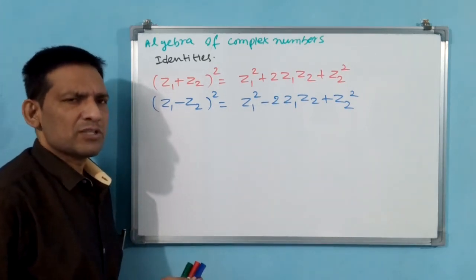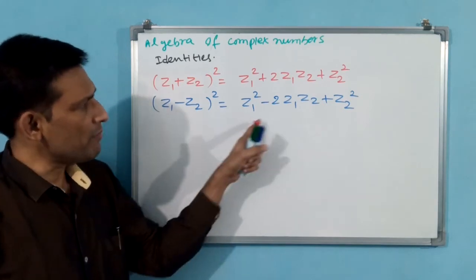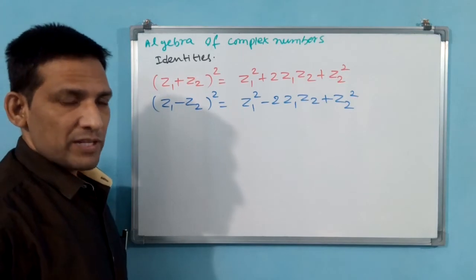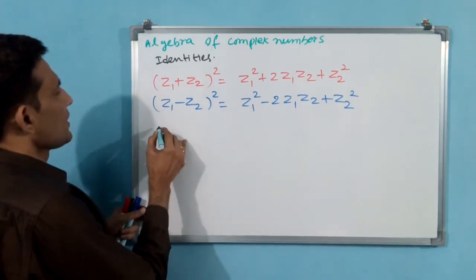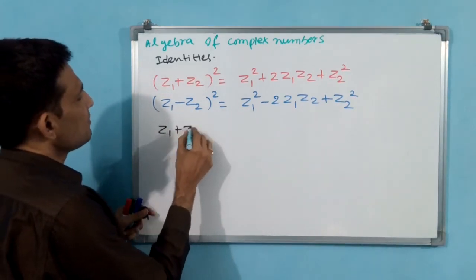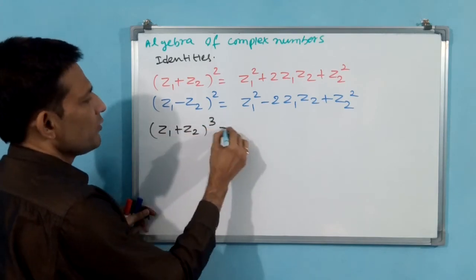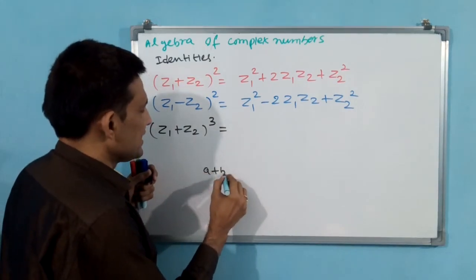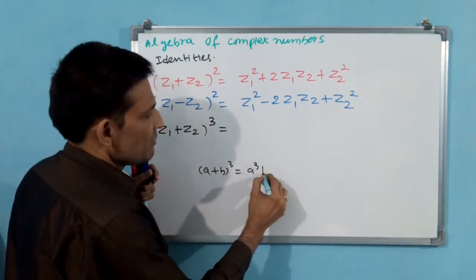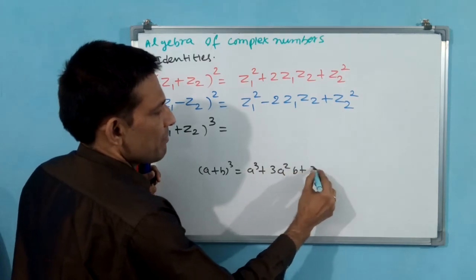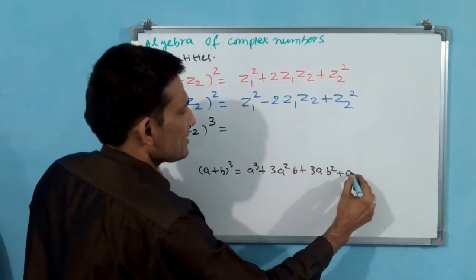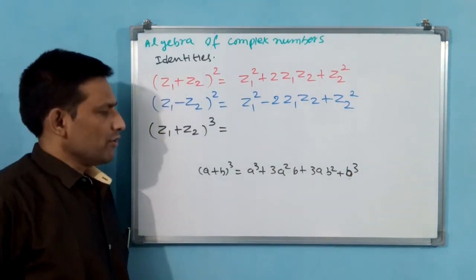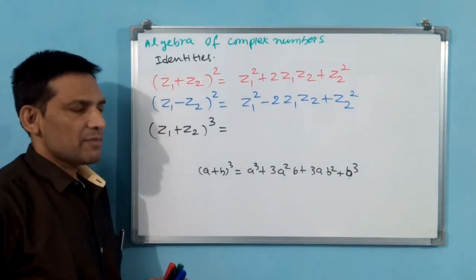A minus B whole square is equal to A square minus 2AB plus B square. Now let us go for Z1 plus Z2 whole cube. Let us first understand A plus B whole cube: A cube plus 3A square B plus 3AB square plus B cube. Is it okay? A cube plus 3A square B plus 3AB square plus B cube.